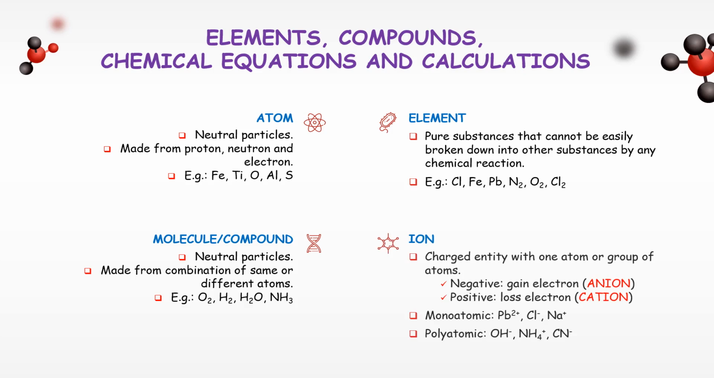Lastly, what is meant by ions? Ions are charged entities with one atom or group of atoms. The negative ion is gaining electrons, so we call this an anion. The positive ion is losing electrons, so we call this a cation. For monoatomic ion, the word mono means that we have one atom with charge. So here we have Pb2+, Cl-, and Na+. And polyatomic ion means more than one atom with charge. So here we have hydroxide ions, ammonium ions, and cyanide ions.